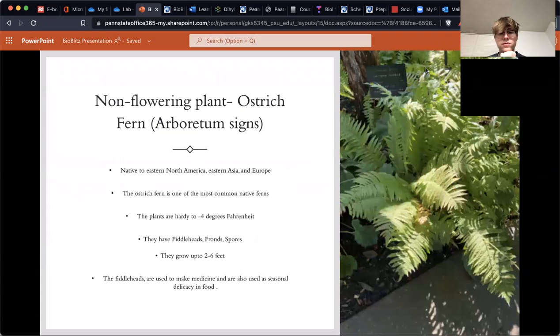The plant can survive until it reaches a temperature of -4 degrees. They have fertile heads, fronds, and spores, and they can grow up to 2 to 6 feet. We humans use ostrich ferns' fertile heads for making medicine, and also we use it as a seasonal delicacy in our food.